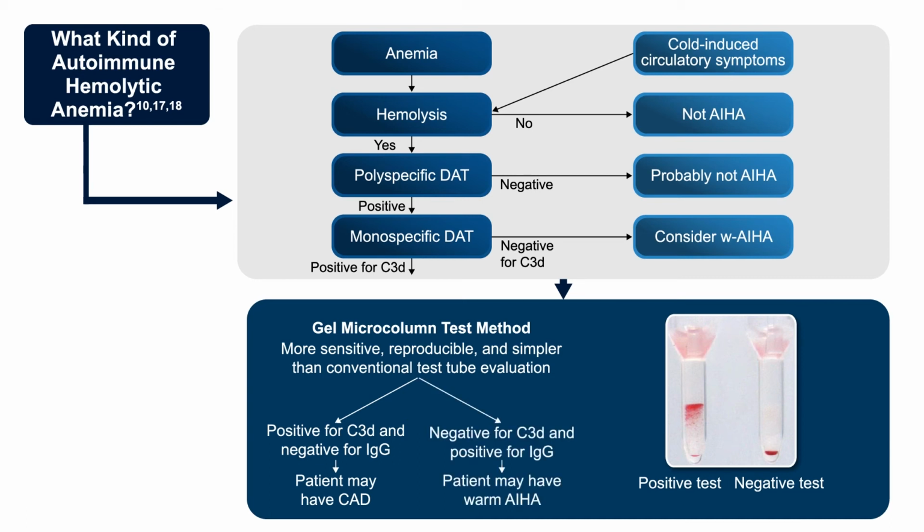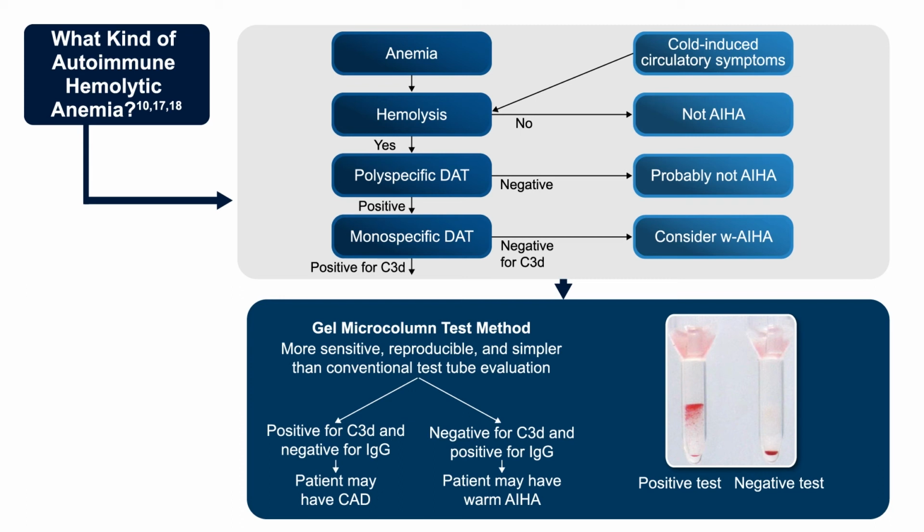If the test is negative for C3d but positive for IgG, then the patient is going to have warm autoimmune hemolytic anemia. Making this distinction, understanding clearly whether the patient has warm, IgG-mediated, or cold, IgM and subsequently complement-mediated autoimmune hemolytic anemia, is very important because the therapies are very different.